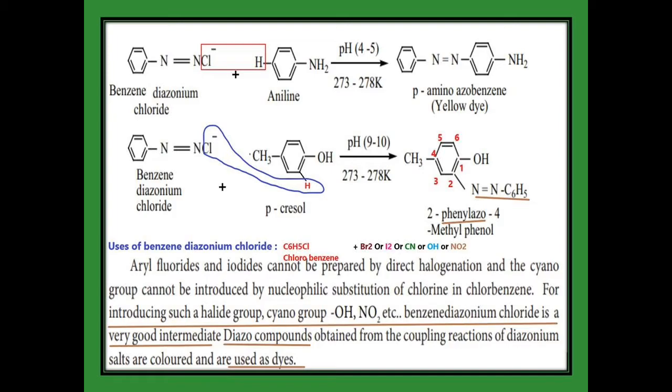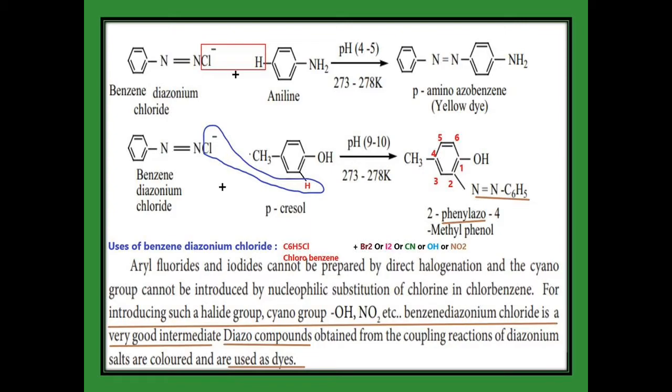That hydrogen is taken away by the chlorine from the benzene diazonium chloride. So instead of hydrogen, we attach N double bond N C6H5 in the second position. The first position is OH, the second position is N double bond N C6H5, which is called phenylazo, and in the fourth position we have CH3, so 4-methyl. Benzene attached to OH means it is phenol.